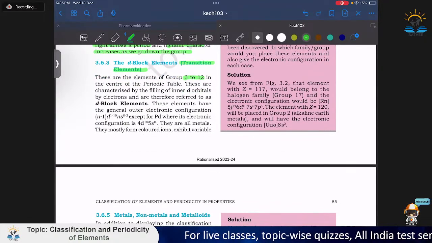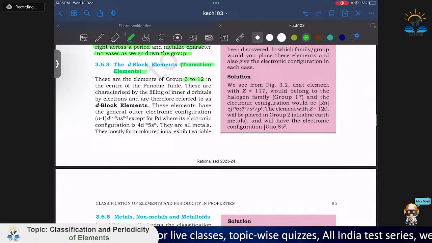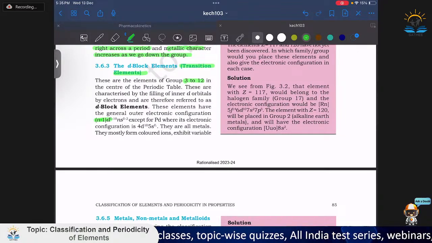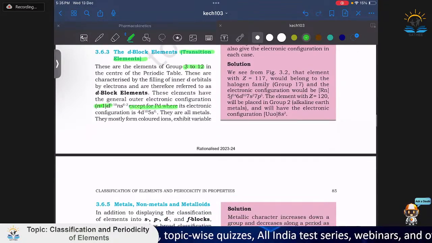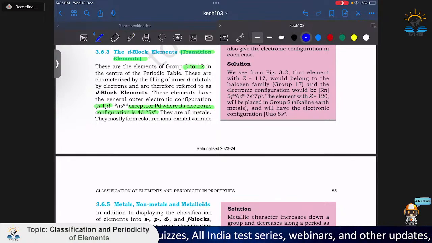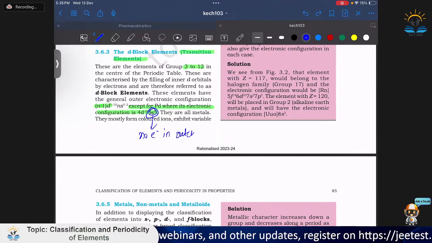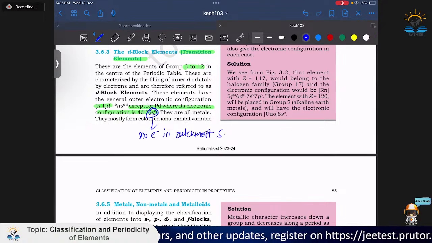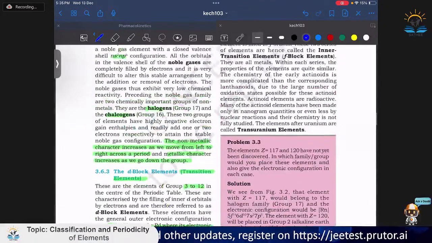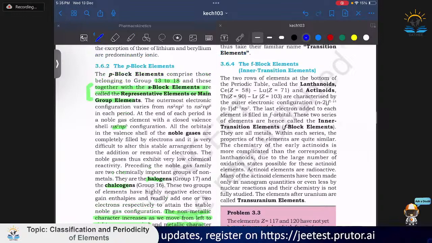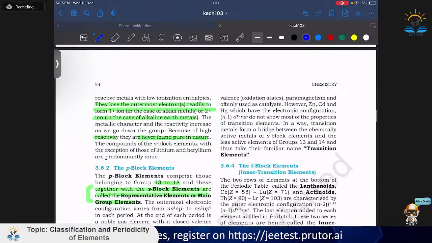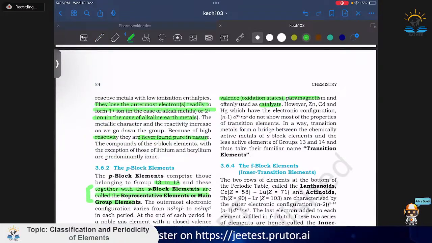So the last electron enters the n-1 d orbital, okay, except for palladium where the electronic configuration is 4d10 5s0. Here the exception is there is no electron in the outermost s orbital. Palladium is an exception. They show various oxidation states, they show paramagnetism, they are used as catalysts.